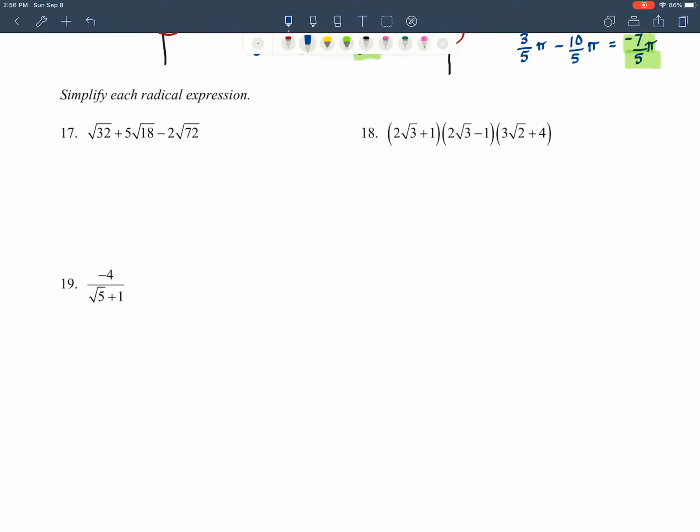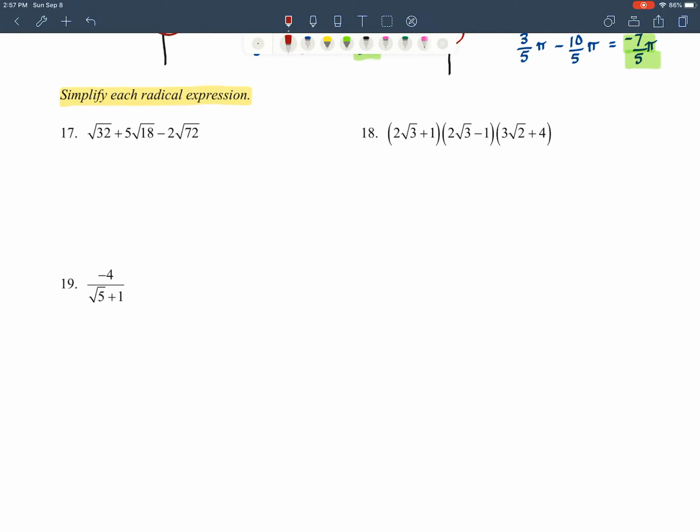All right, the next section, 17, 18, and 19. We're going to deal with some radical expressions. The directions state, simplify each radical expression. All right, so 17 here, we have the square root of 32 plus 5 radical 18 minus 2 radical 72.